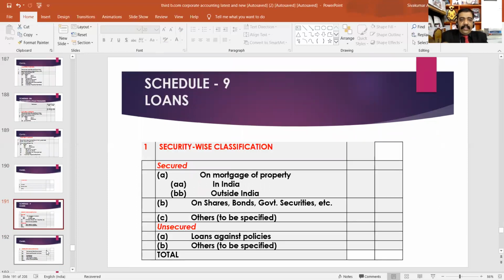Then the next schedule, Schedule 9, that is loans. First of all, you have to include the details of loans you have given on the basis of security. That is known as security-wise classification. First, secured on mortgage of property in India, on mortgage of property outside India. Then on shares, bonds or government securities, then others. Then you have to include unsecured loans, loans against policies and others.